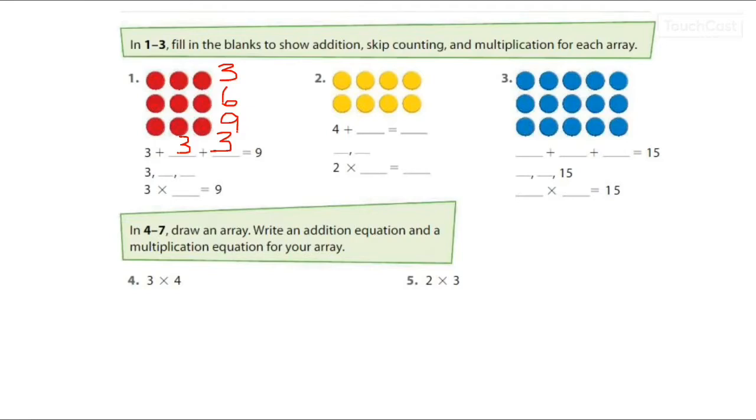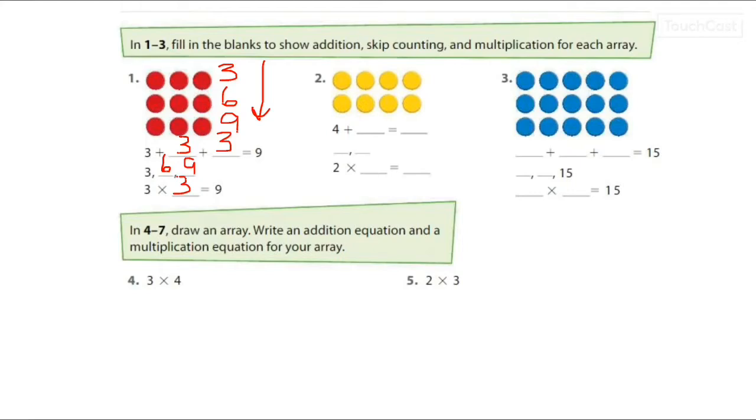The next step is to practice skip counting. That's what I did as I was going down the side here. 1, 2, 3, 4, 5, 6, 7, 8, 9. And if I'm writing the multiplication sentence, it's how many rows times how many in each row. There are 3 rows and there are 3 in each row, so that equals 9.